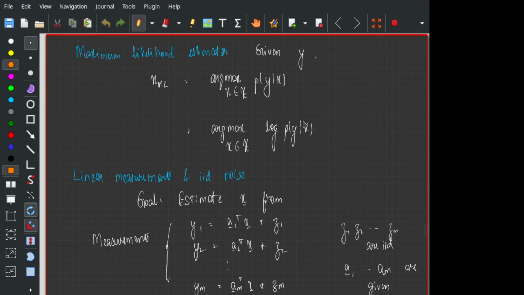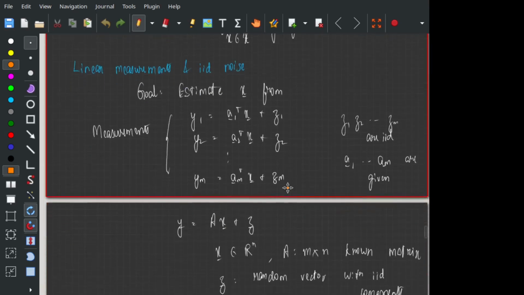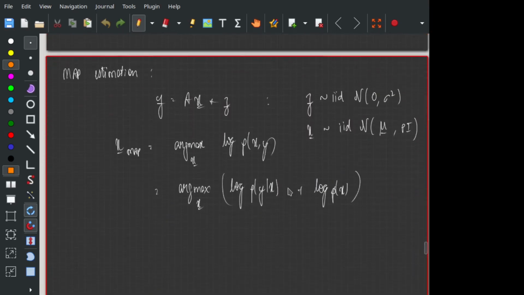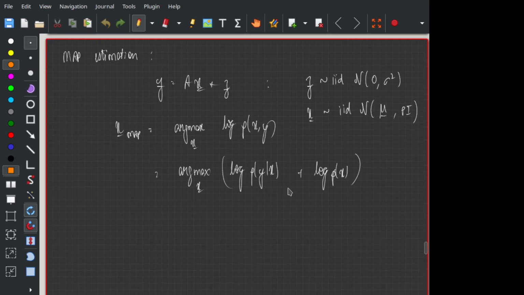Let's start. In the previous class, we continued our discussion on maximum likelihood and maximum a posteriori probability estimation. We saw that if the related distributions p(y given x) and p(x) are log-concave, then ML estimation or MAP estimation corresponds to solving a convex optimization problem, because the associated log likelihood functions are concave. And we saw some examples, particularly linear measurements with different types of IID noise: Gaussian, Laplace, and uniform distributions. That was for the case of ML estimation.